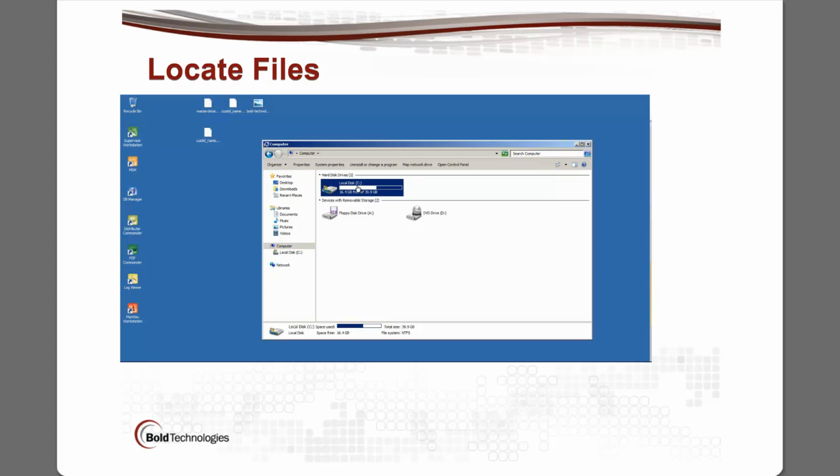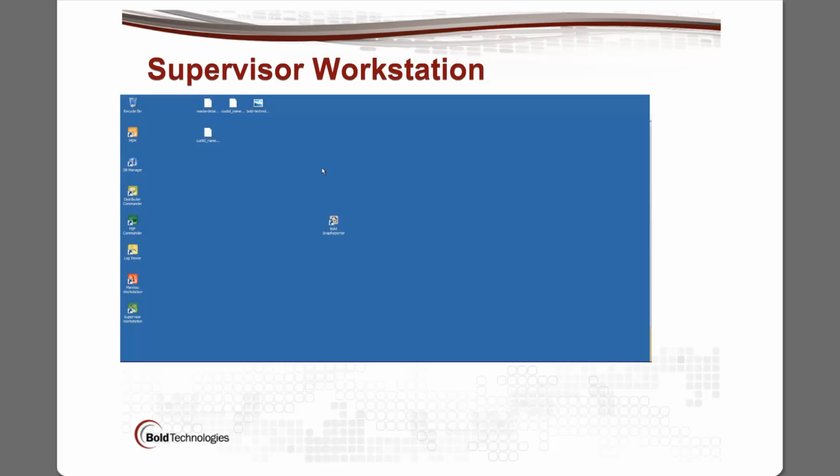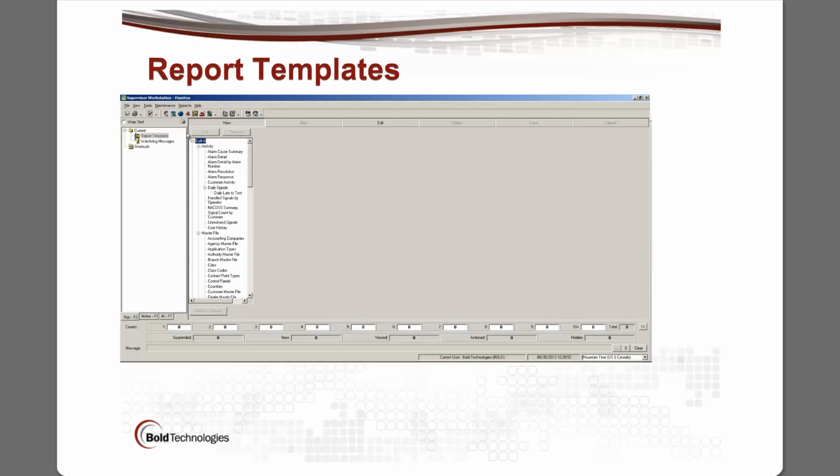As was mentioned previously, we put the report file into the Manitou Ready folder in the root of the C drive. We'll need this in just a moment. Next, launch the Supervisor Workstation. This is the same login you've used previously with the Supervisor Workstation and/or the SnapReporter. Inside the Supervisor Workstation, click on the Reports menu from the menu bar, then click on Report Templates.